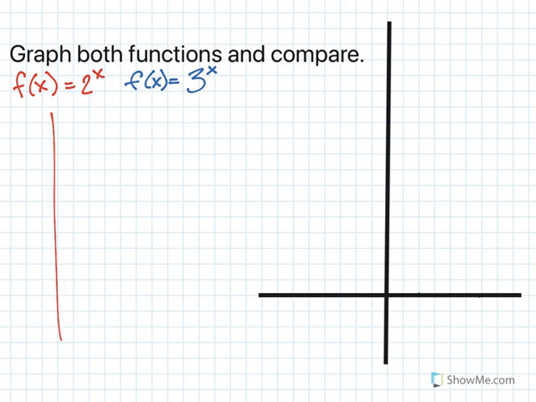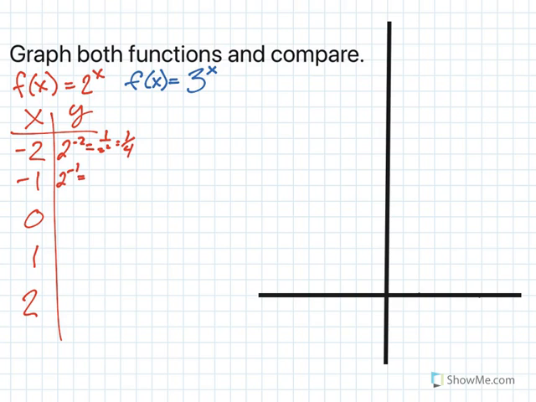So first, let's create a table of values for 2 to the x. Now I'm going to use the same 5 numbers for both of these. We're going to use -2, -1, 0, 1, and 2. So let's go ahead and do this. If I have 2 to the -2 power, remember the negative exponent makes it flip. So we're going to have 1 over 2 squared, which is 1/4. If I have 2 to the -1st, that's 1/2. 2 to the 0, property of 0 exponents, anything to the 0 power is 1. 2 to the 1st is 2, and 2 squared is 4.